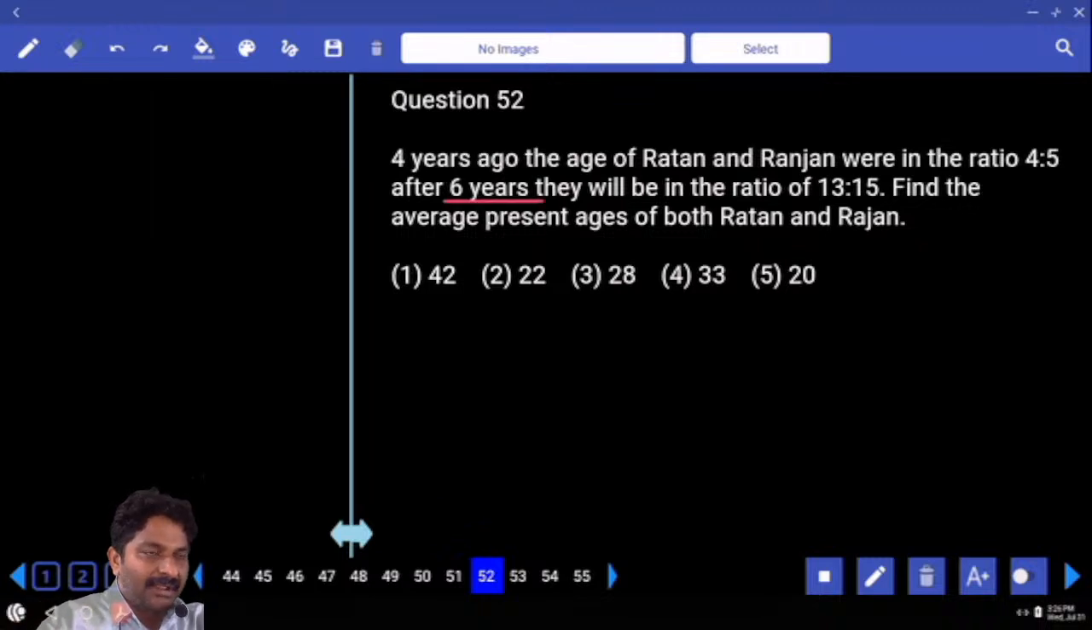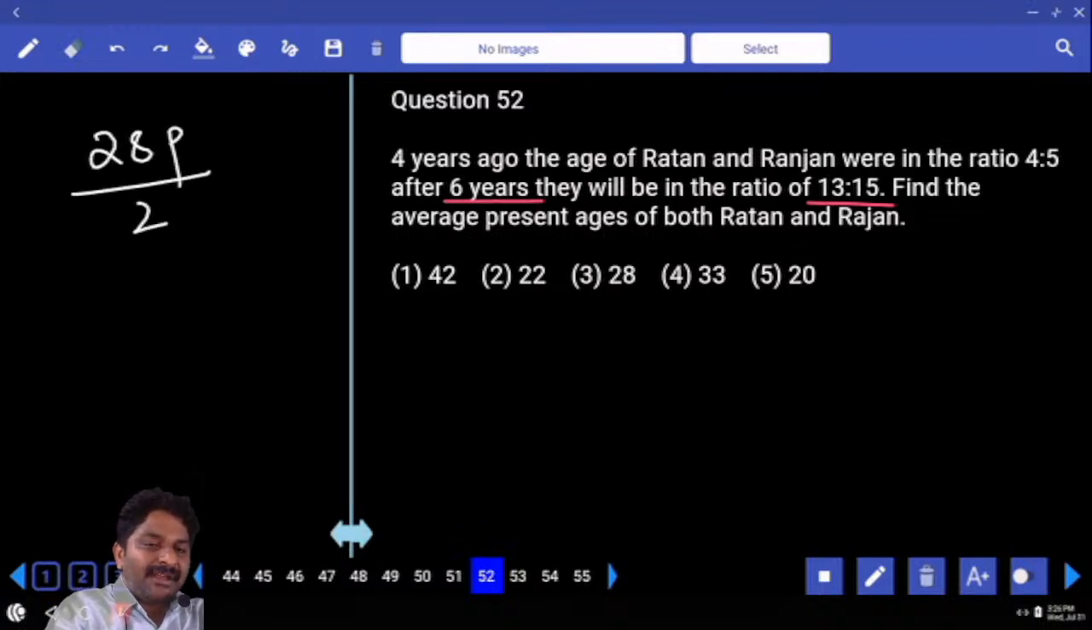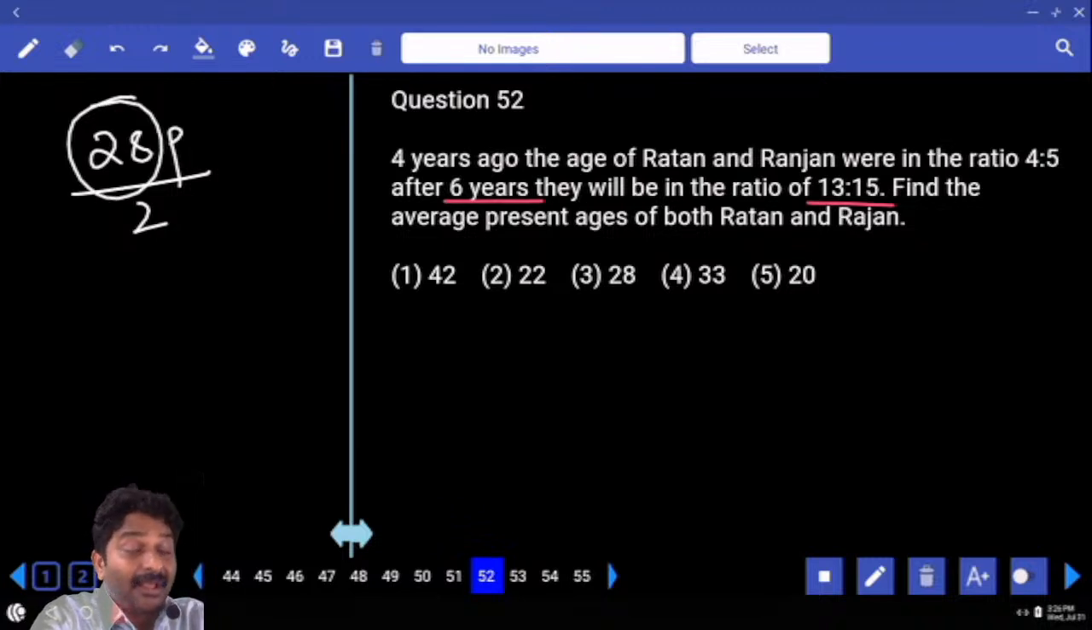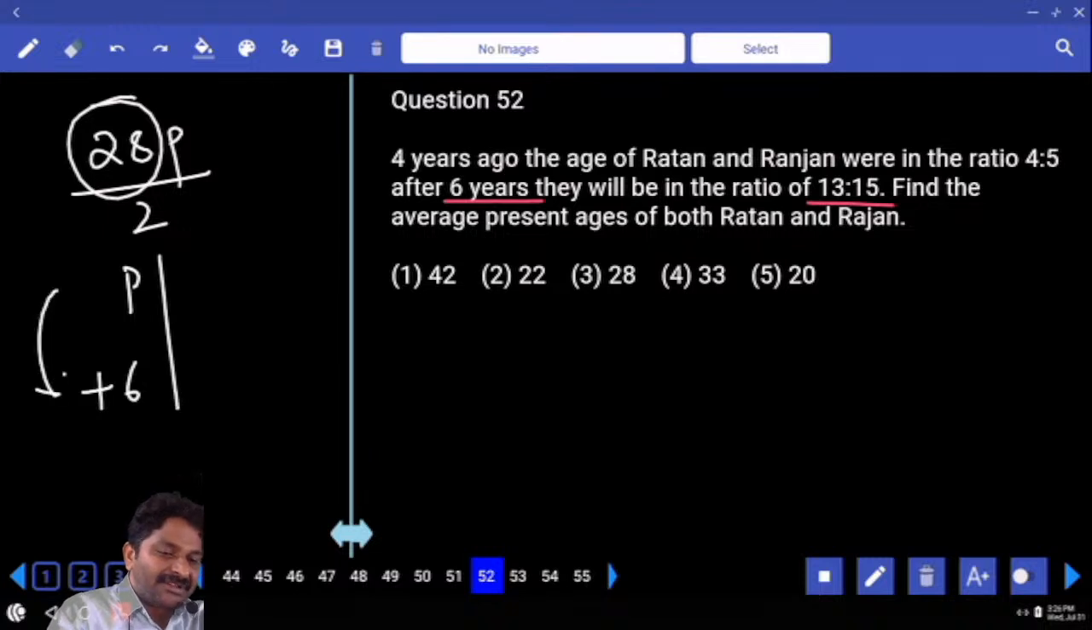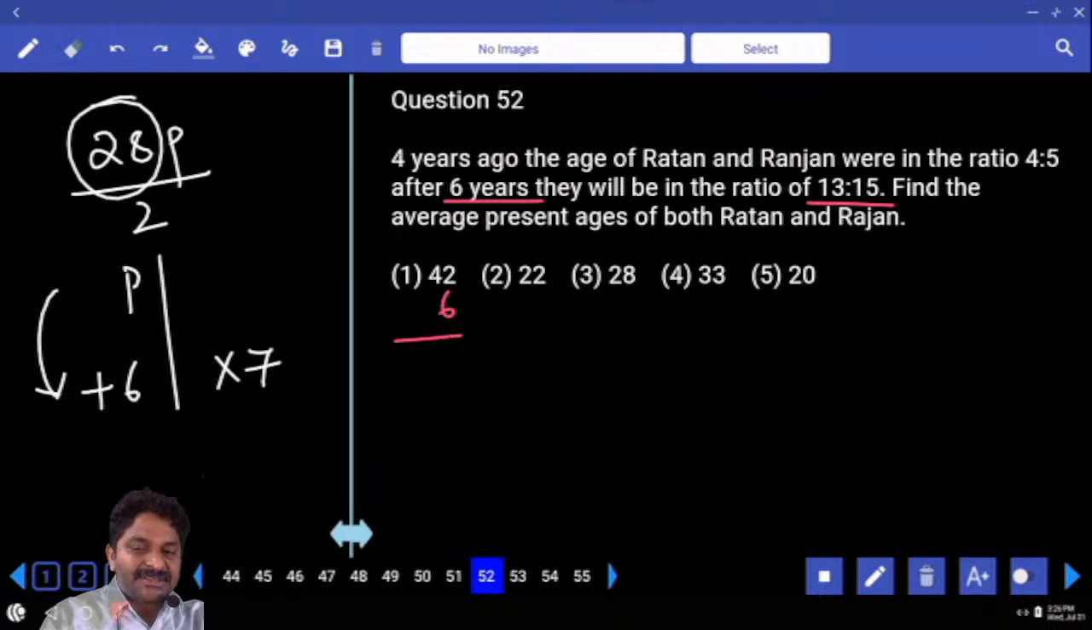If you have multiple options, you can still do it by taking the other condition. After 6 years, their ages were in the ratio 13:15. The sum was 28 parts, and the average is divided by 2. 28 is a 7 multiple. When is that 7 multiple? After 6 years. So to the present average, if you add 6 years, you get the average after 6 years, and that should be a 7 multiple. First option plus 6, second option plus 6, 28. Is it a 7 multiple? That's how you can also verify. Okay now?